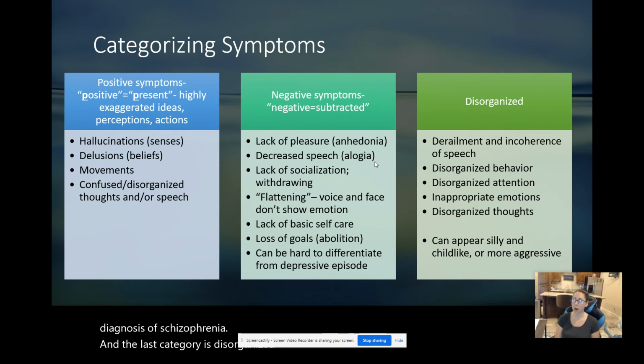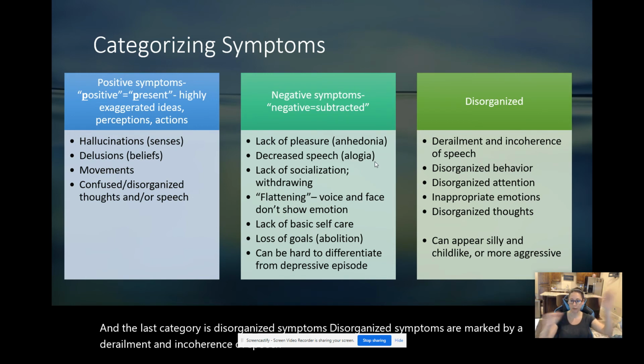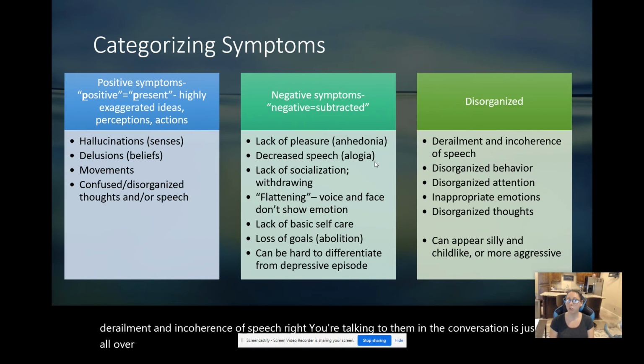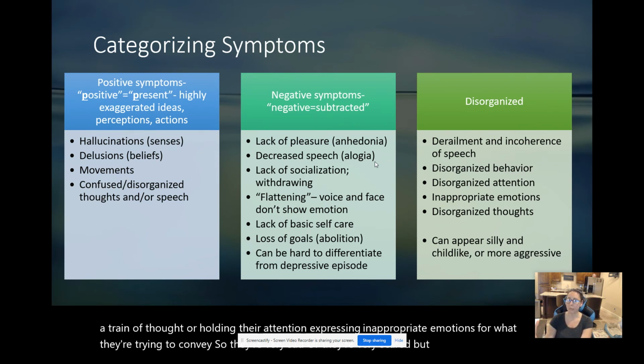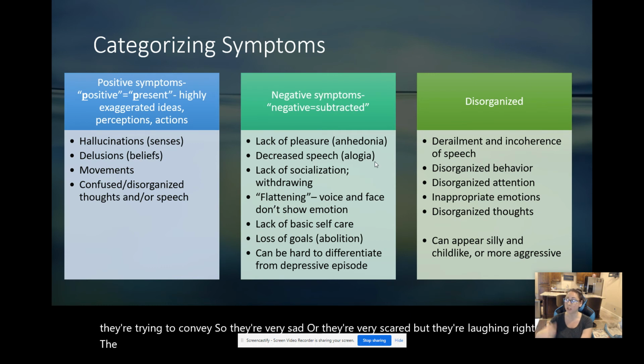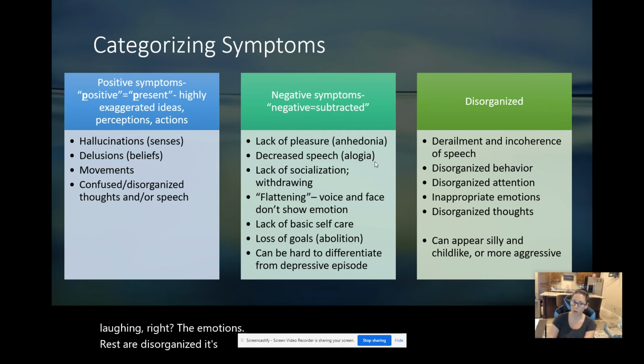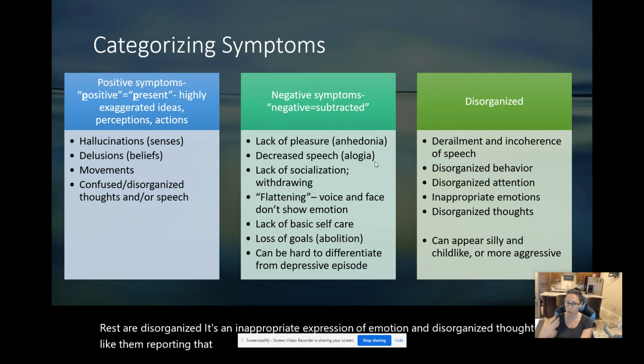Disorganized symptoms are marked by a derailment and incoherence of speech, right? You're talking to them and the conversation is just all over the place. Disorganized behaviors, disorganized attention, having a hard time following a train of thought or holding their attention, expressing inappropriate emotions for what they're trying to convey. So they're very sad or they're very scared, but they're laughing, right? The emotions expressed are disorganized. It's an inappropriate expression of emotion. And disorganized thought, like them reporting that they can't even keep their own thoughts straight.